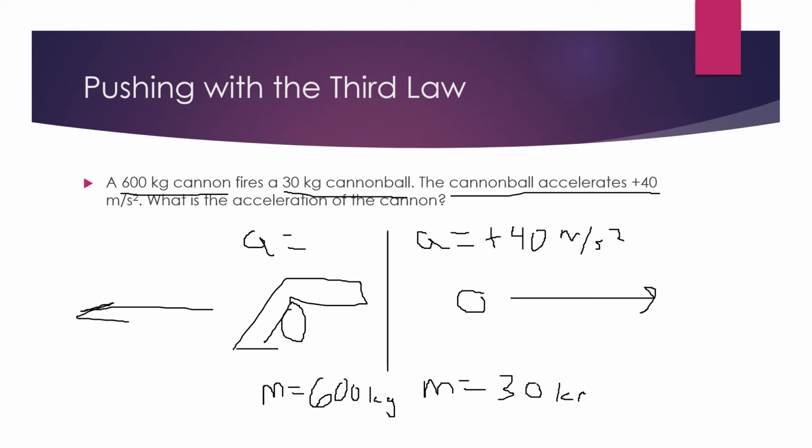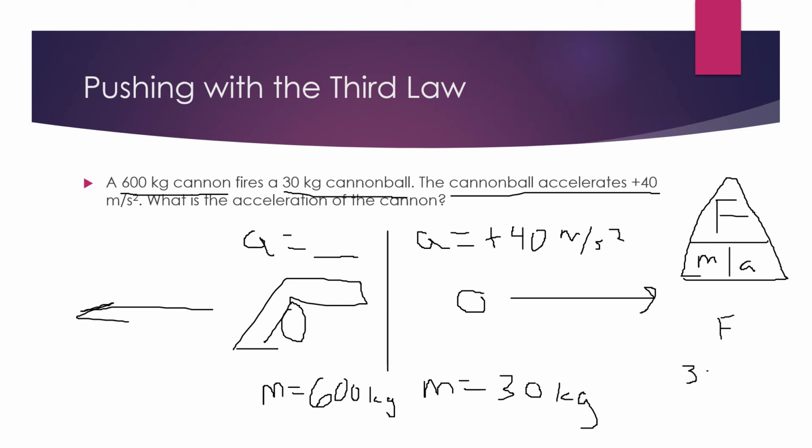Okay, I don't have the force this time. I'm looking for the acceleration of the cannon. In order to get that, I'm going to need the force. Oh, but look. If I look at the cannonball, I can always use a FEMA triangle: force equals mass times acceleration. So the force is going to be 30 times 40. What is 30 times 40? Indeed, 1200.